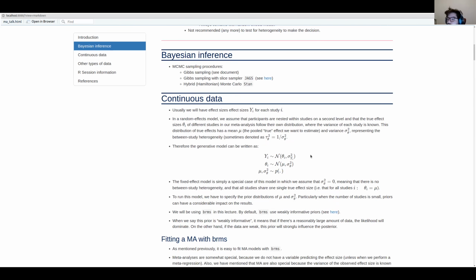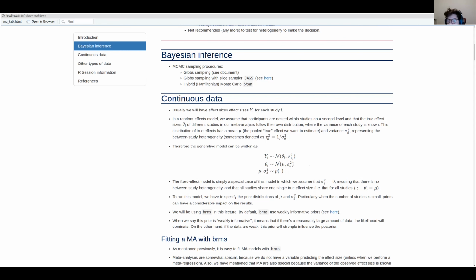Okay, now the next part, and this is for the random effects model, is that each theta i, which is the mean effect size for study i, comes from a normal distribution, now with a common mean and a common sigma square, a common variance, or a common standard deviation, right? So basically, each study comes from a normal distribution with its own mean and its own standard error. And each mean, this theta i, comes from a normal distribution, but with a common mu and a common sigma square, common variance.